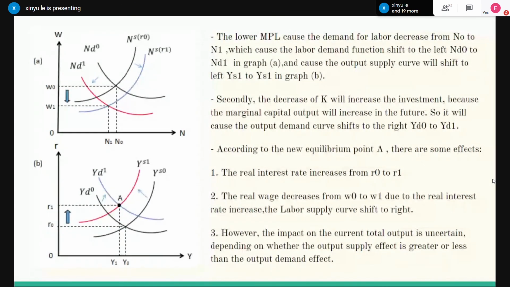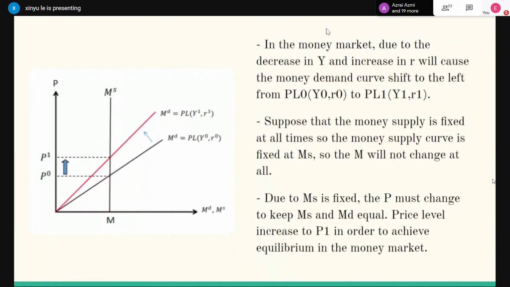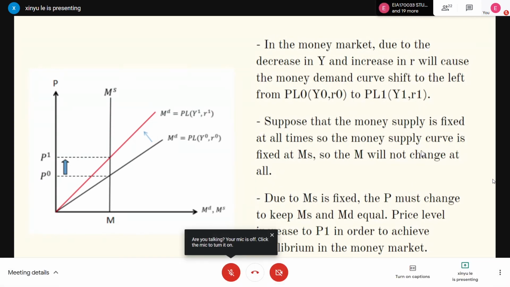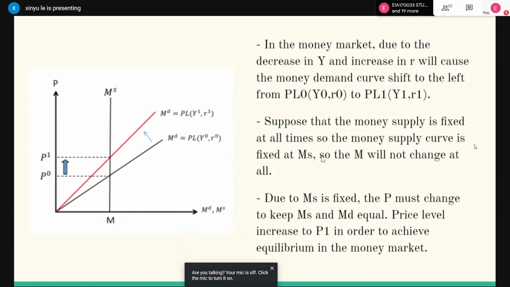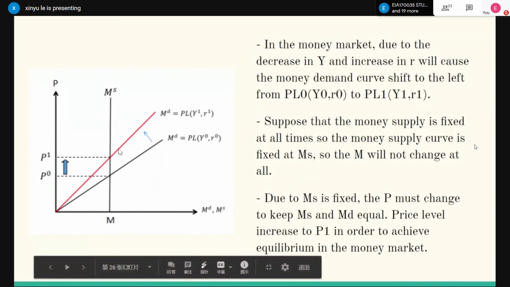Or less than the output demand effect. In the money market, due to the decrease in Y and increase in R, the money demand curve shifts to the left from PL0 to PL1. Suppose that the money supply is fixed at all times, so the money supply curve is fixed at this vertical line. So the M will not change at all.